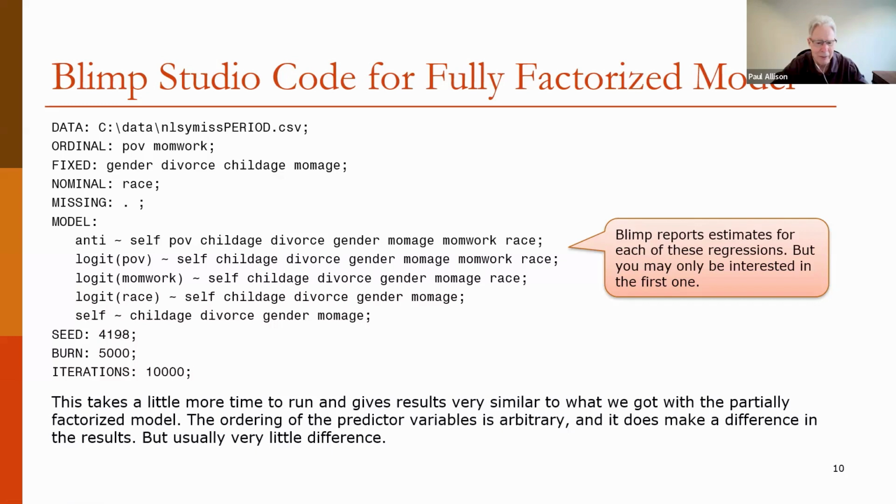They're so similar. The ordering of the predictor variables is arbitrary here. In other words, I could have started out with self and then gone to other variables. I could have completely changed the ordering of these variables. It does make a difference in the results, but typically very little difference. Okay, but if you're concerned at all about the arbitrariness of this ordering, you can try out different orderings and see if it makes a difference. Only rarely will it make a noticeable difference.